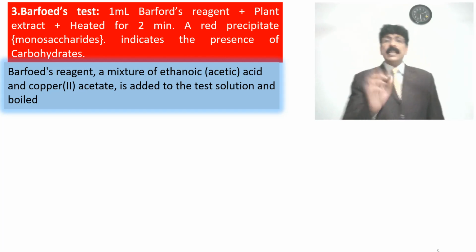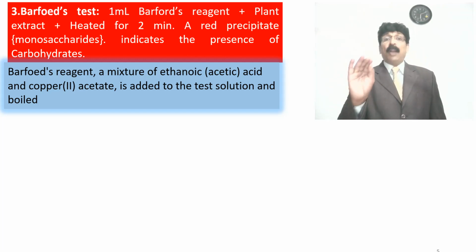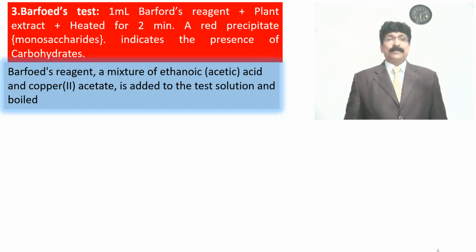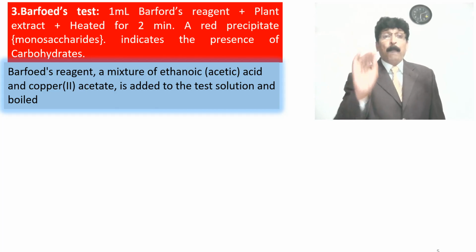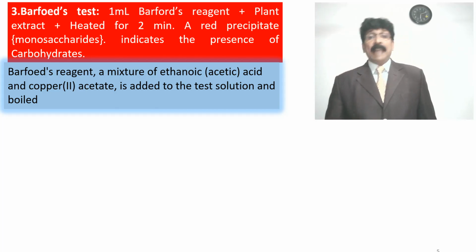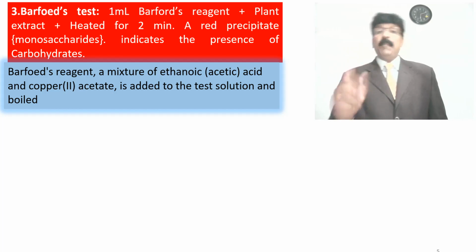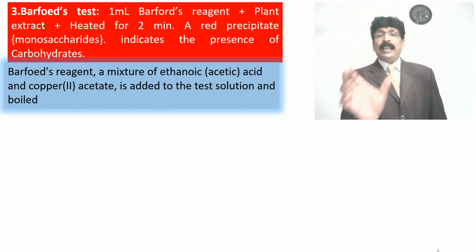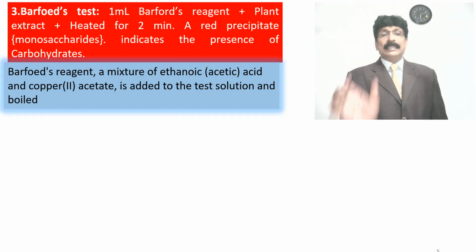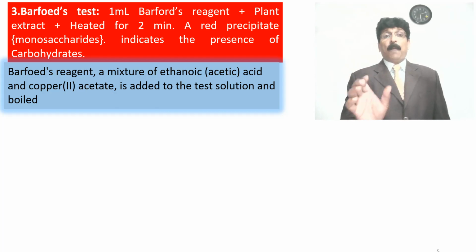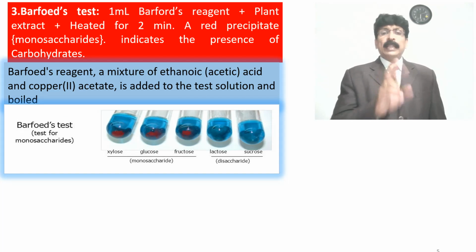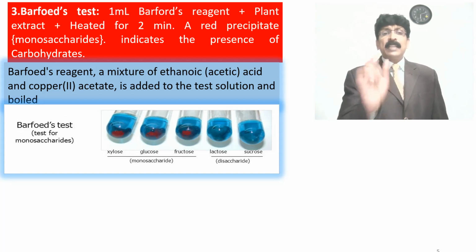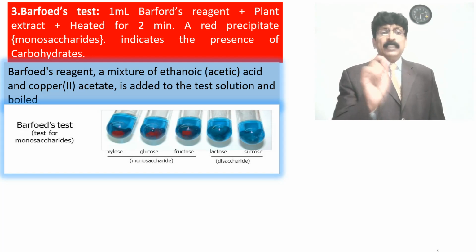Barfoed's reagent is a mixture of ethanolic acetic acid with copper acetate, which is added to the test tube solution and boiled. That is the Barfoed's reagent, meaning ethanolic acetic acid with copper, that means copper acetate. So the result you can see, it gives a red precipitate actually.